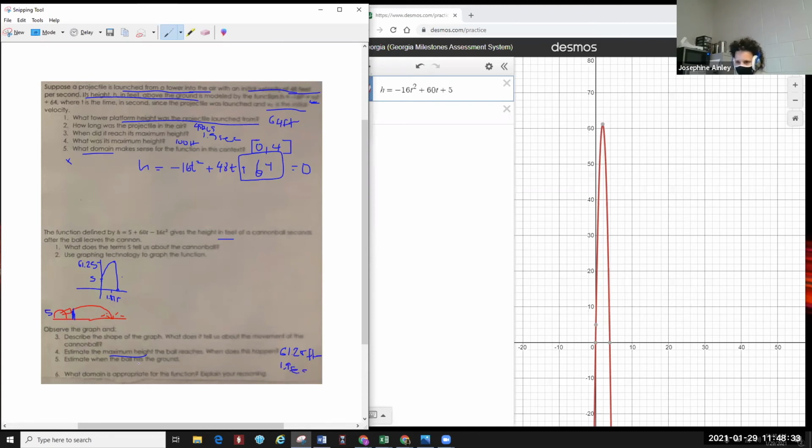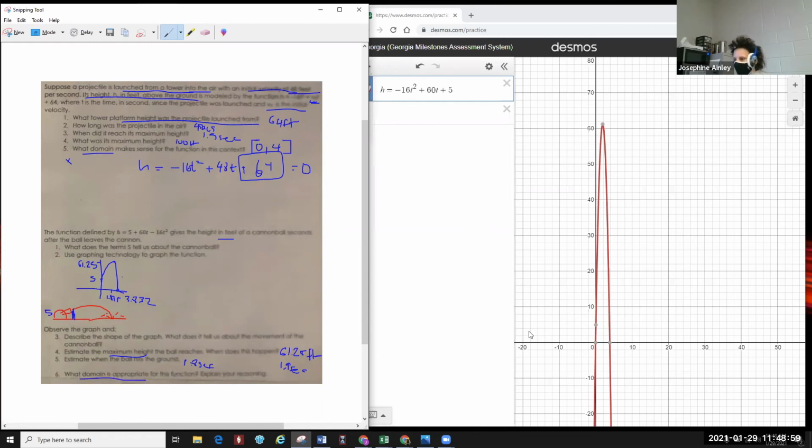Estimate when the ball hits the ground. Looking right here, put it right there. It hits the ground at 3.832. Go ahead and put that on your label, and obviously please write a little bit neater than me. 3.8, I forgot the rest of the numbers. 3.832. All right, so estimate when it hits the ground: around 3.8 seconds.